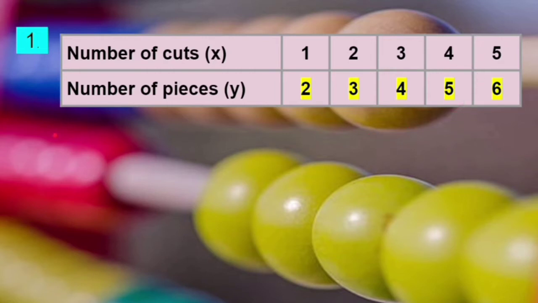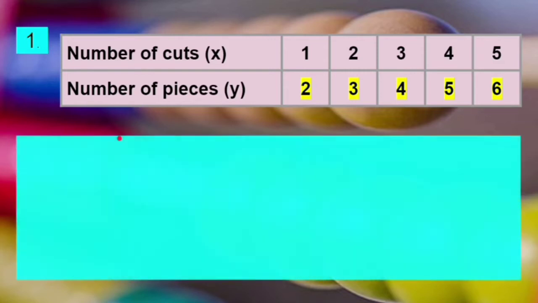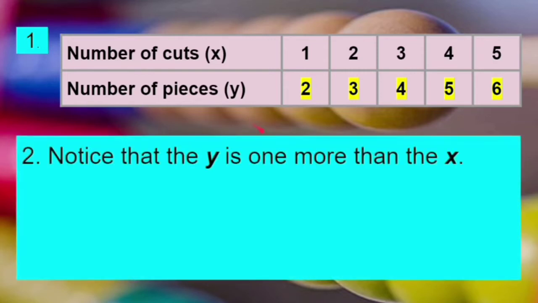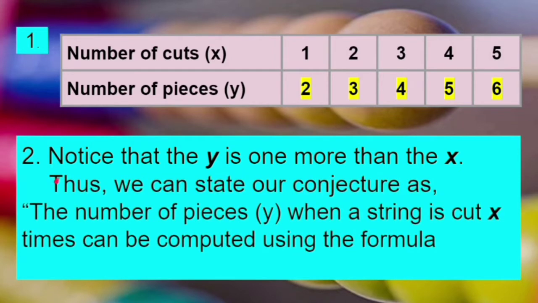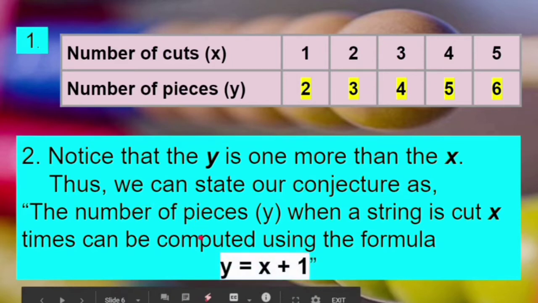What do you notice from this table? Notice that y is 1 more than x. Meaning to say we add 1 to the value of x to obtain y. So 1 plus 1 we have 2, 2 plus 1 we have 3, and so on. We can now state our conjecture as: the number of pieces y when a string is cut x times can be computed using the formula y equals x plus 1.